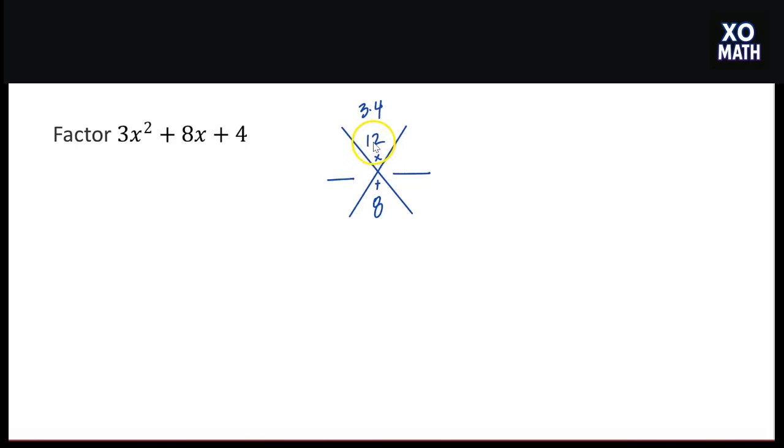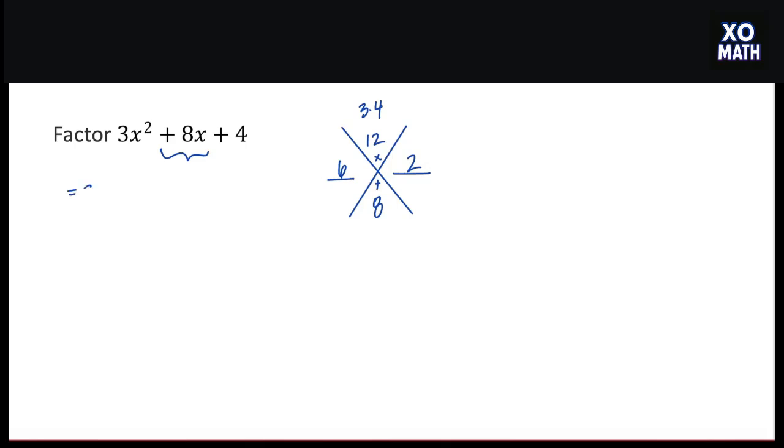So how do we get 12? Well, 12 and 1 don't add to 8. 6 and 2, that works out. So positive 6 and positive 2 multiply to give us 12 and add to give us 8. So now what do we do with those numbers, the 6 and the 2? Well, what we do is we use them to rewrite the middle term.